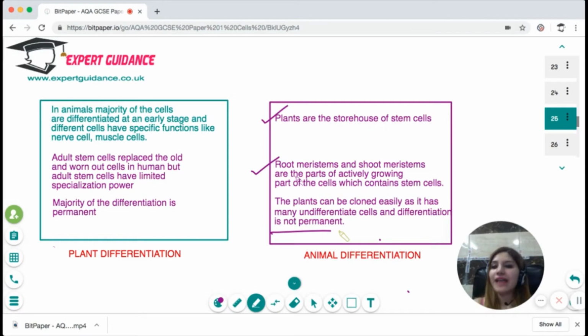Now in animals, the majority of the cells are differentiated at a very early stage, whereas in plants they get differentiated at a very late stage. In animals, cells are already specialized to form a nerve cell or a muscle cell. Adult cells replace old and worn out cells in humans, but they have limited regeneration and specialization power. As the majority of the differentiation is permanent, the cloning of animals is difficult. So this is what happens in animal differentiation, and this is plant differentiation.